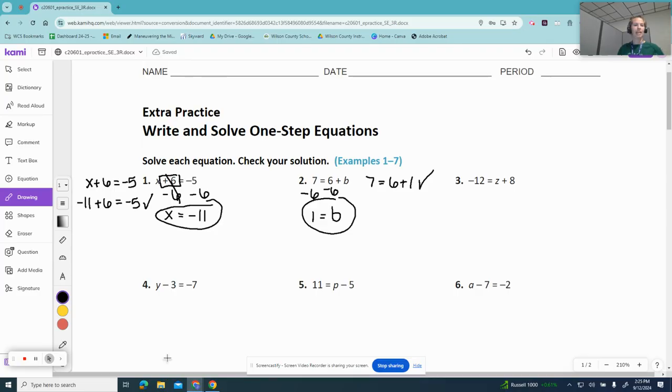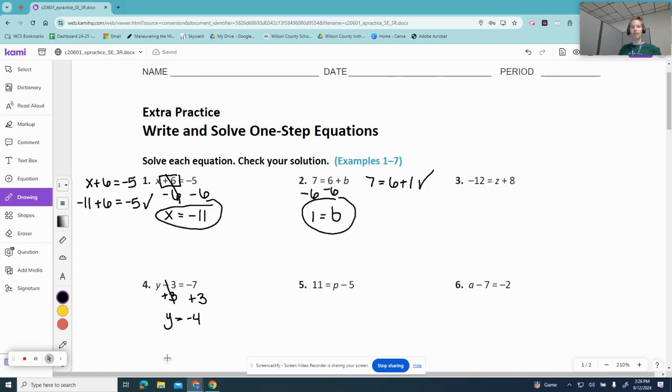Okay, then we have subtraction. Well, we're going to do the same exact thing as we did for addition. We're just going to do the opposite. Okay, so y minus 3 equals -7. Well, if 3 is being subtracted from y, I'm going to add 3. Again, this gives me 0. But in order to keep my equation balanced, if I add 3 to one side, I have to add it to the other to keep it equal.